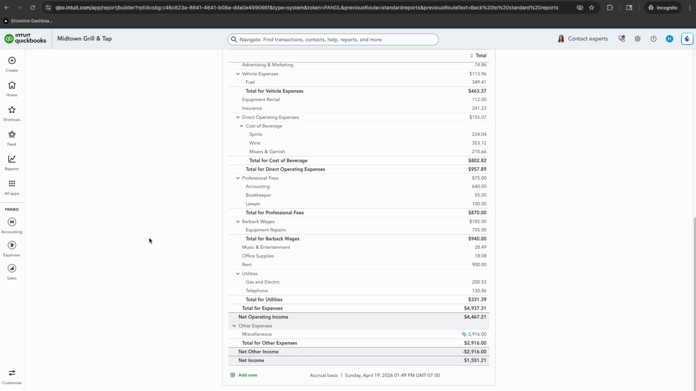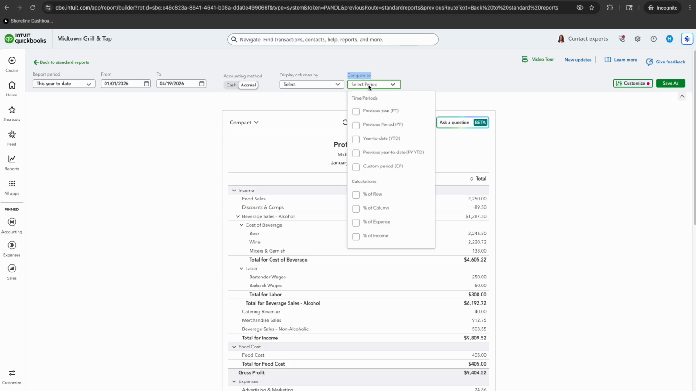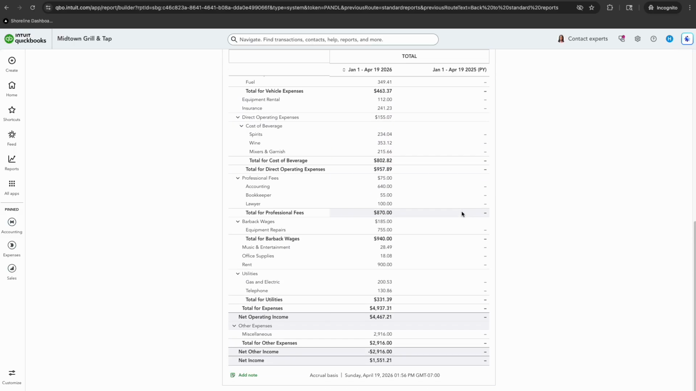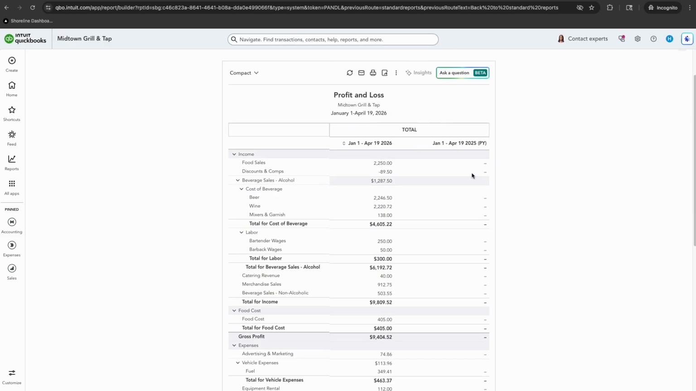One thing that's really important and that I encourage all restaurant owners to do is to scroll up to the top of this page on the profit and loss and hit this drop down underneath compare to. Then what I want you to do is compare it to the previous year if your business has been open more than a year. And you can see how your expenses and income increased or decreased throughout the years. Obviously, this is a sample company, so there's no data in here for 2025. But if you did have data in here, this is what your profit and loss would look like.